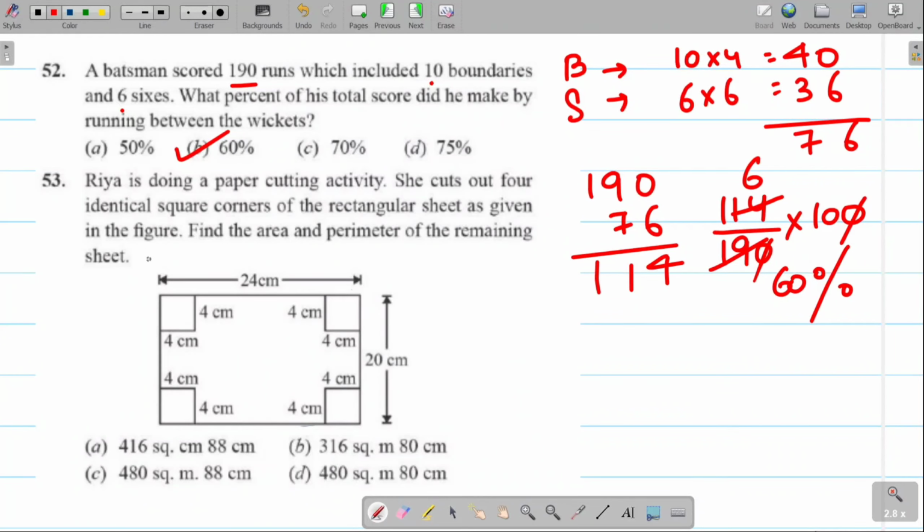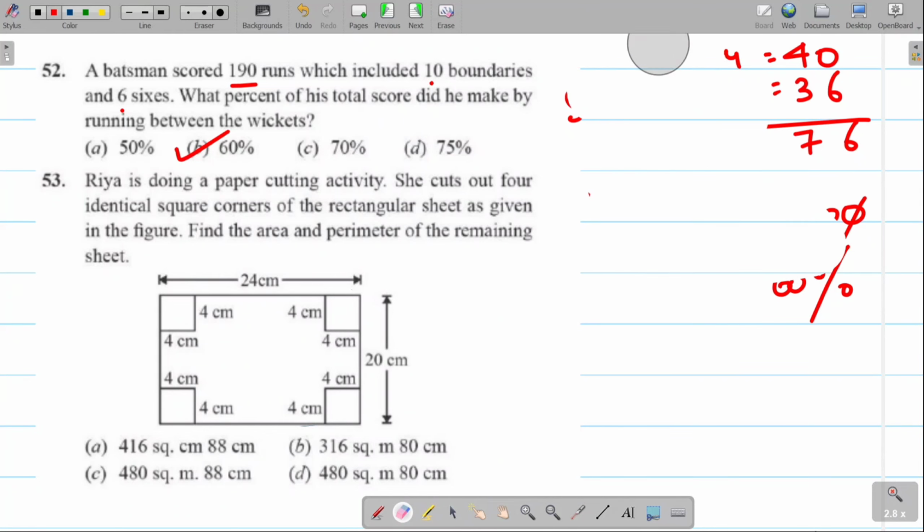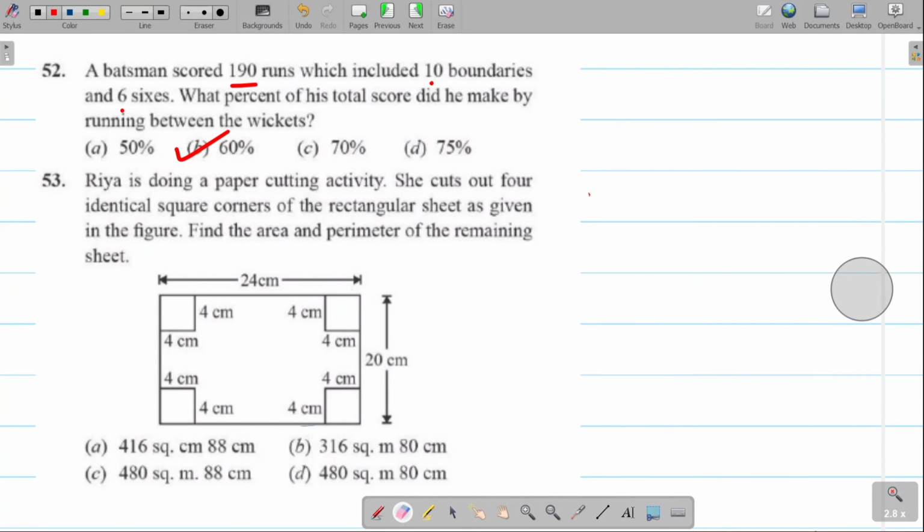To question number 53, it says Ria is doing a paper cutting activity where she cuts 4 identical squares from this sheet. We are asked to find the area and perimeter of the remaining sheet. So we can see there are 4 identical squares here. We are asked to find the area and perimeter of this part.